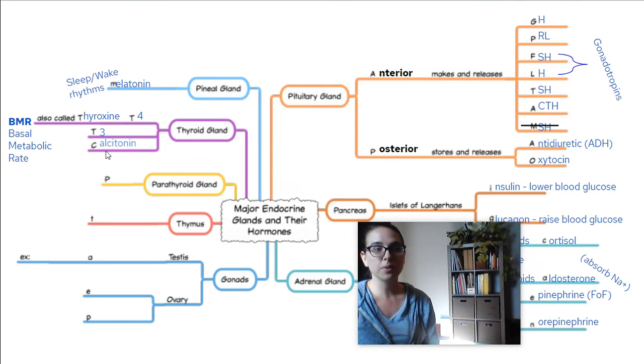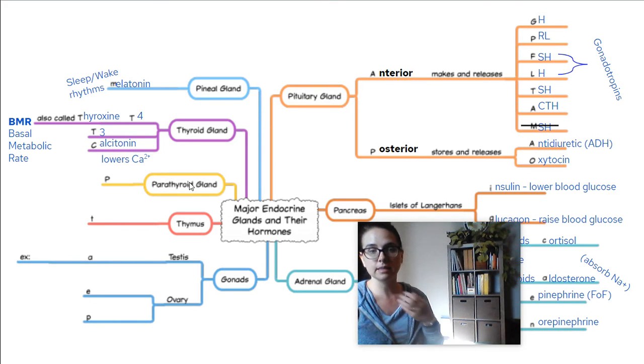And then calcitonin is another one that's not related to metabolism, but secreted by the thyroid gland. Calcitonin lowers my calcium levels in my bloodstream. So if I have a high level of calcium, my thyroid gland will release calcitonin, and my bones absorb that excess calcium and get stored up in my bones.